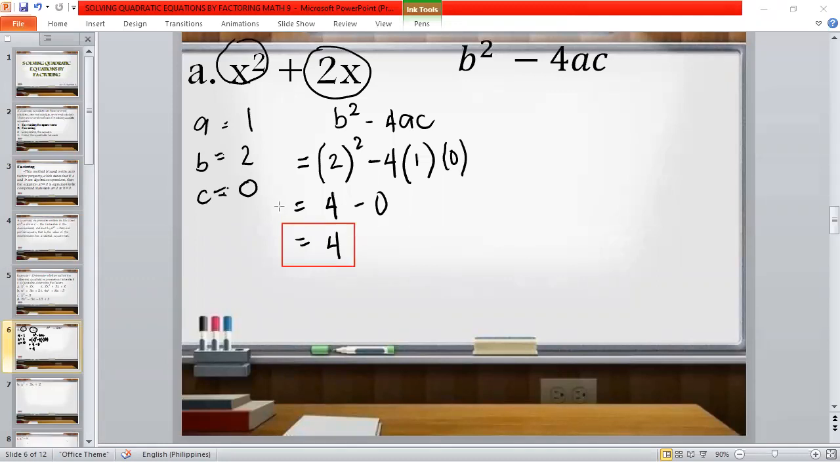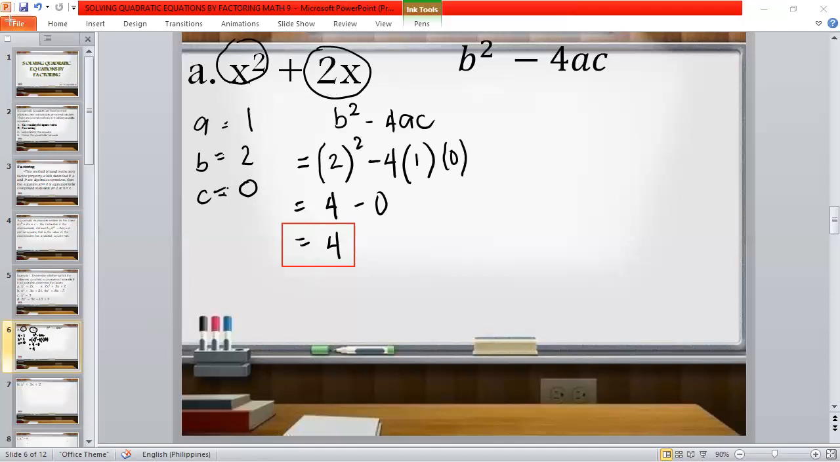Naiintindihan po? Do you think, class, that 4 is a perfect square? Very good. So 4 is a perfect square because 2 times 2 is equal to 4, or the square root of 4 is equal to 2. So we can say that 4 is a perfect square. And katulad po ng sinabi ko kanina, if the discriminant is a perfect square, then we can say that the expression is factorable. Ibig sabihin po, x squared plus 2x is factorable.